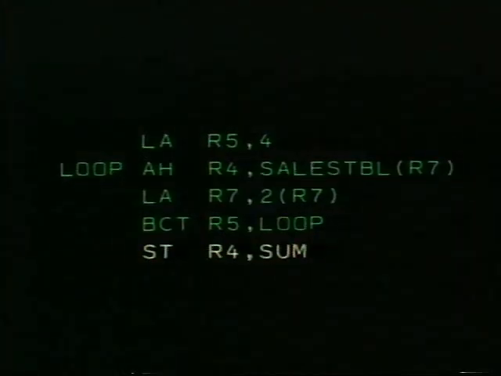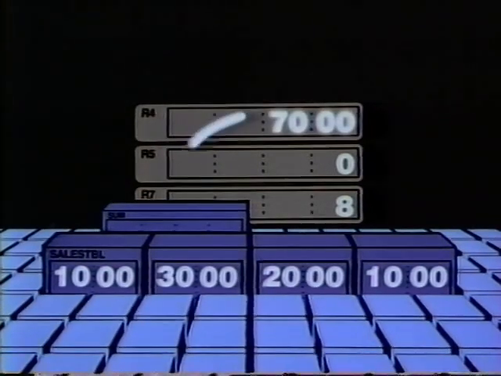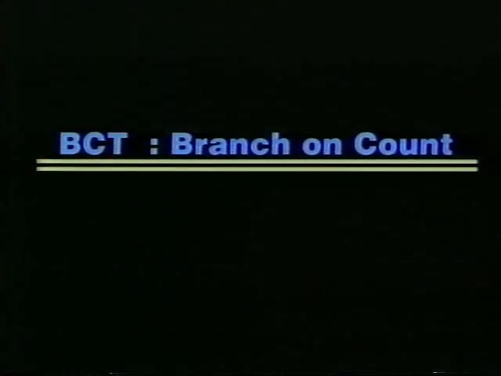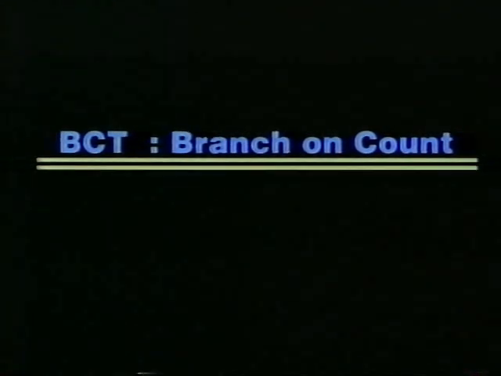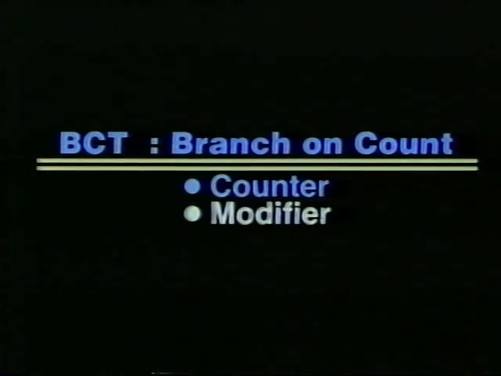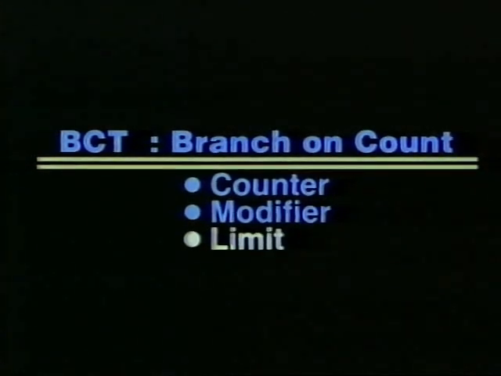Execution falls through to the next instruction, where we store the accumulator register into a field called sum. So the branch on count instruction gives us a way to control the number of times we execute a loop. It uses a counter, register 5 in this example. It modified, or decremented, that counter by 1 each time the instruction was executed. And when the counter reached its lower limit of 0, we didn't branch.